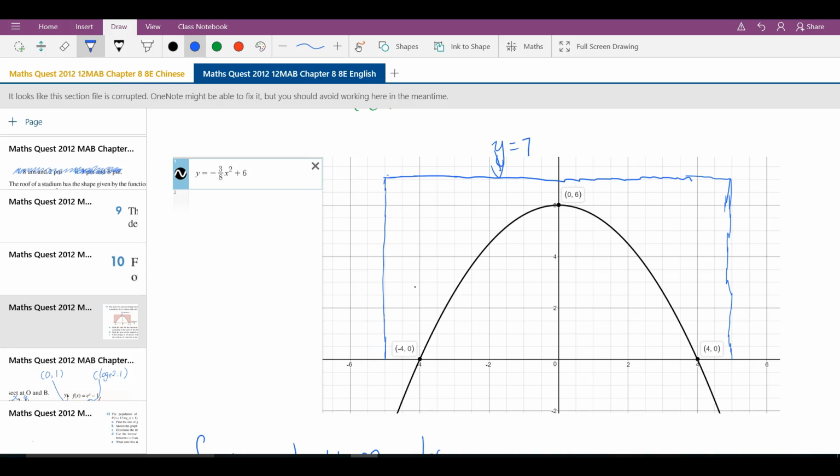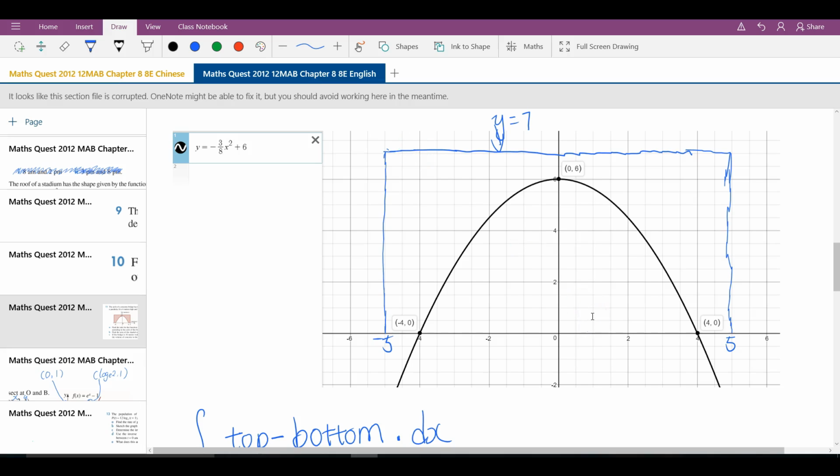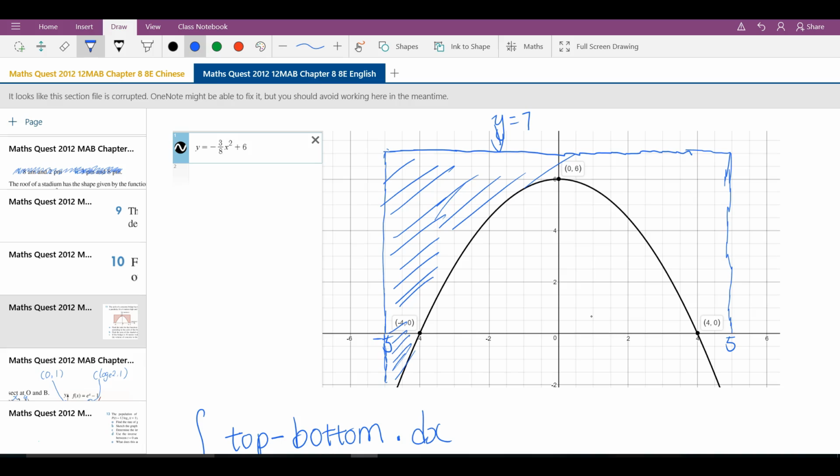Remember, y equals 7. But here, this is negative 5, this is positive 5. So if you go, oh, I'll just integrate and find the area between the two curves from negative 5 to positive 5, if you actually just do that, you will find all these areas, right? Because you keep going down. You will find all these areas.